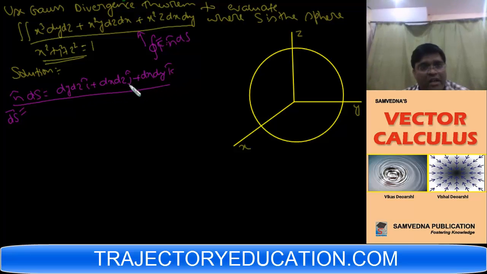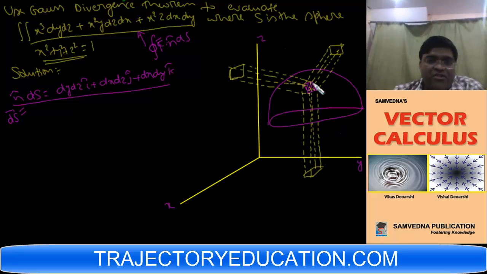I'll show you how I can write this. Let me draw a separate figure. This is dS, so this is your dS and this is n.